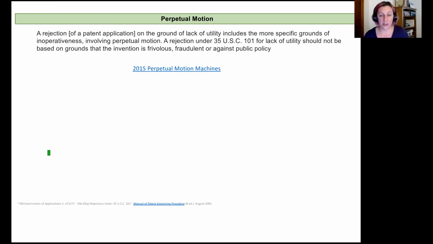So a rejection under 35 U.S.C. 101 would be for a lack of utility, and should not be based on grounds that the invention is frivolous, fraudulent, or against public policy. Basically, you can't get a patent for anything that appears to be a perpetual motion machine at all, because they're not real. But perpetual motion machines are fun.